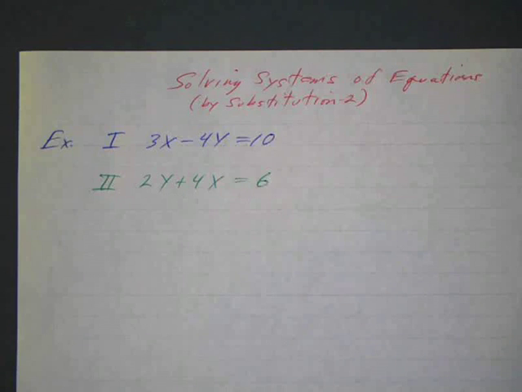Here's another example of solving systems of equations by substitution. We've got two equations, 3x minus 4y equals 10 and 2y plus 4x equals 6. So again, we want to take one of the equations and solve it for either x or y. And we pick the one that's easier.